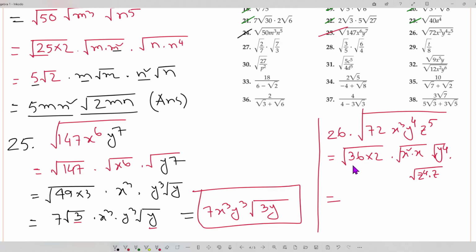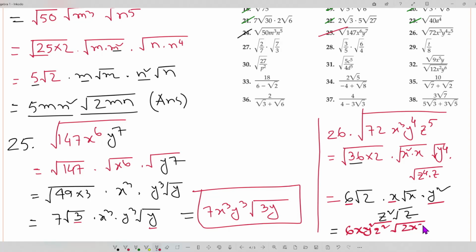Now look, this square root 36, we can write 6, and here is root 2 times root x square, it means x, and here is root x, times y to the power 4. Once we make square root, we will get y square. Then z to the power 4, we can make square root, so z square and root z. So what is our final answer? Our answer is, here is 6, here is x, here is y square, and here is z square. It means 6x y square z square root 2xz.